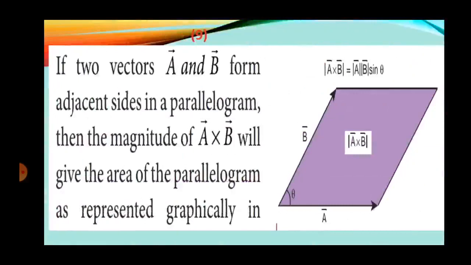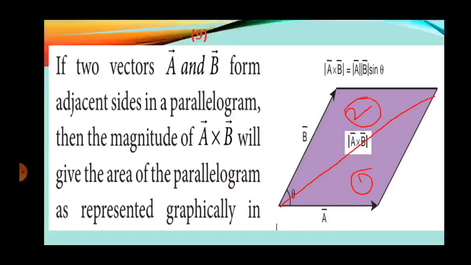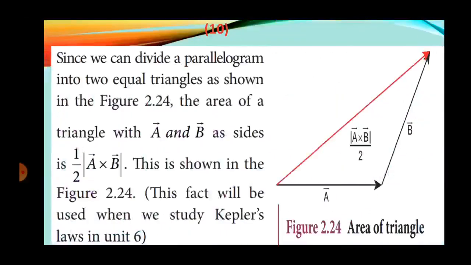Since we can divide a parallelogram into two equal triangles, this is one of the triangles, this is another of the triangles. Now calculate the area of the triangle. The area of a triangle with A vector and B vector as sides is, that is a very important formula, 1 by 2 modulus of A vector cross B vector. Are you clear, children? Okay.